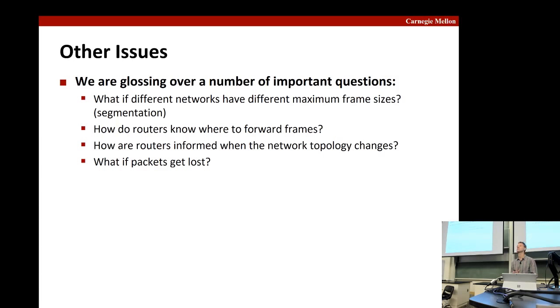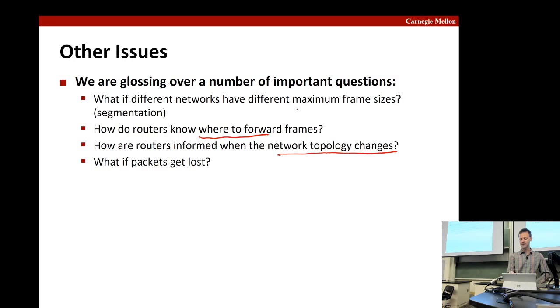So there's a number of issues that are glossed over by this simple example, in addition to the ones we just talked about. How do the routers know where to forward the frames? How are the routers informed when the network topology changes? One route goes down and gets replaced with another route, for instance, or a new route gets added.